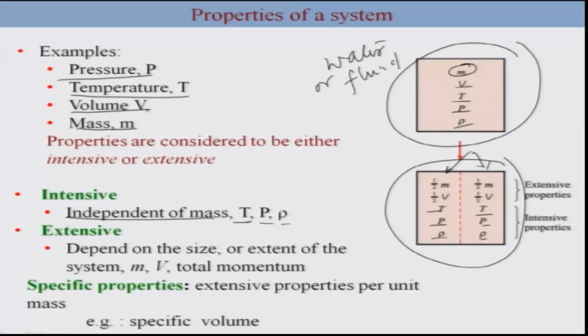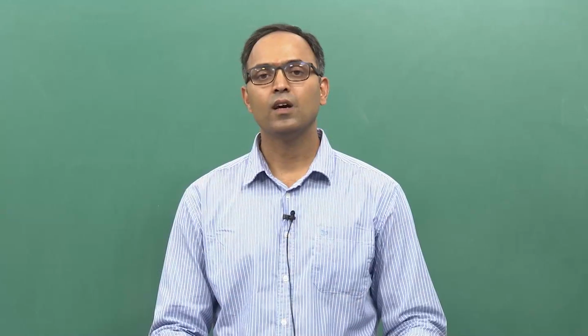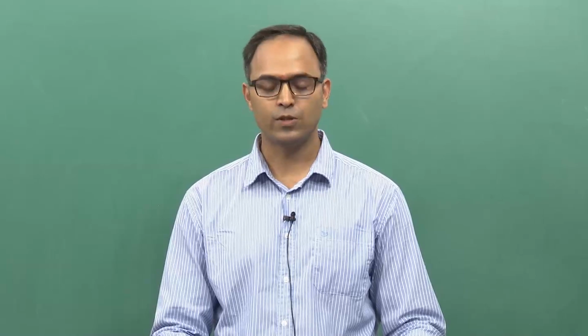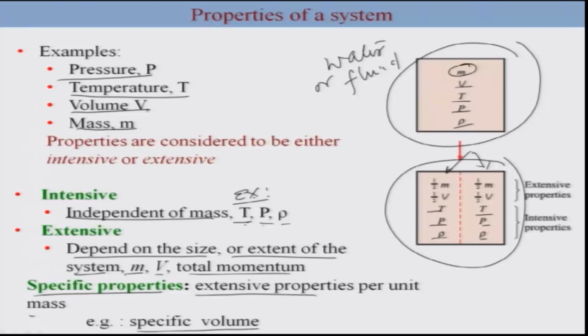So intensive properties are independent of mass. Examples are temperature, pressure and density. And extensive properties are those which depend on the size or extent of the system. Mass, volume, total momentum, these are the extensive properties. Now there are other properties which are called specific properties, which are extensive properties per unit mass, such as specific volume, which is basically volume divided by mass, and specific volume becomes an intensive property. So, typically the specific properties are intensive properties such as specific volume.